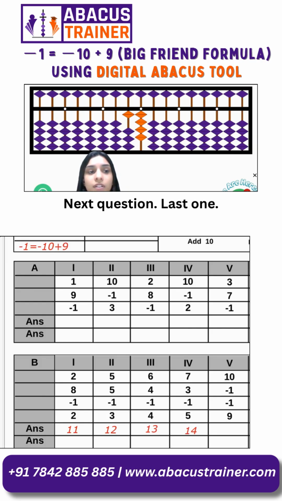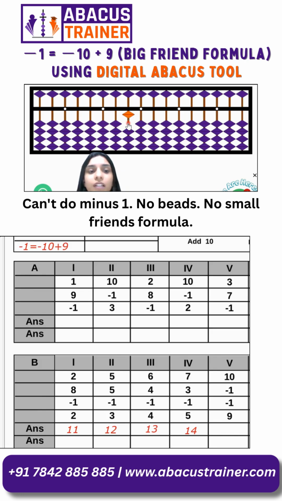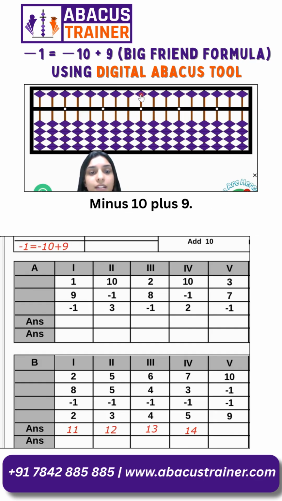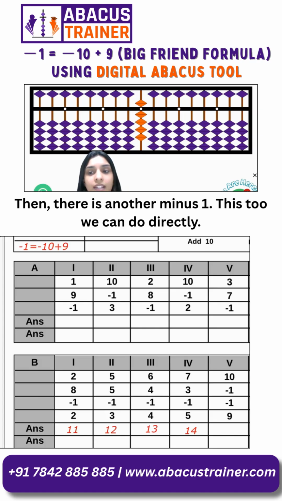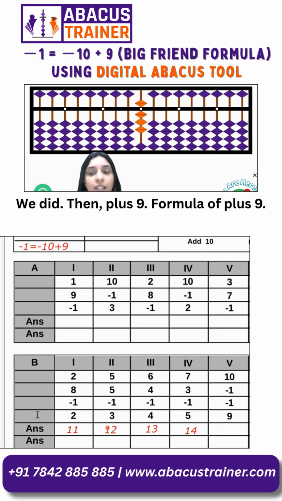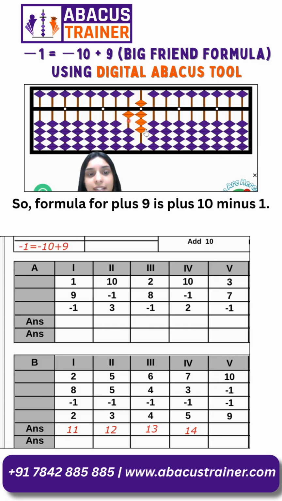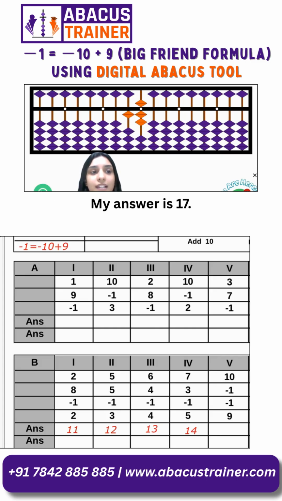Next question, last one. +10, okay. Then -1. Can't do -1. No beats, no small friends formula. Then formula of -1 is for big friends, -10 plus 9. Then there is another -1. This we can do directly. We did. Then plus 9. Formula of plus 9, because we can't do plus 9 here, no beats. So formula for plus 9 is +10 minus 1. My answer is 17. I hope it's clear, guys.